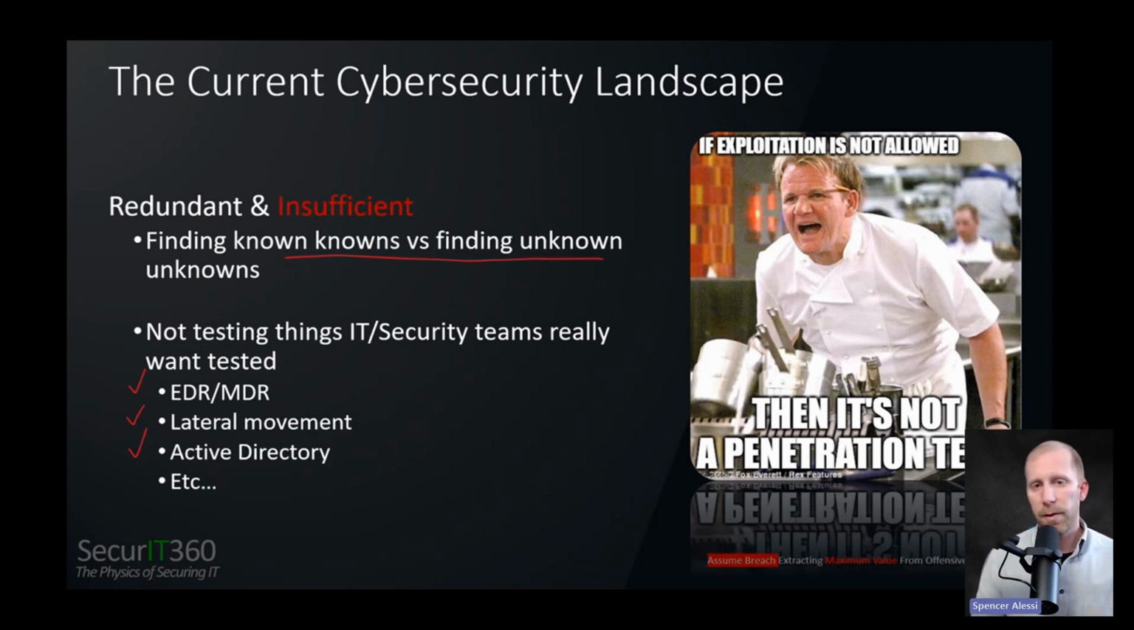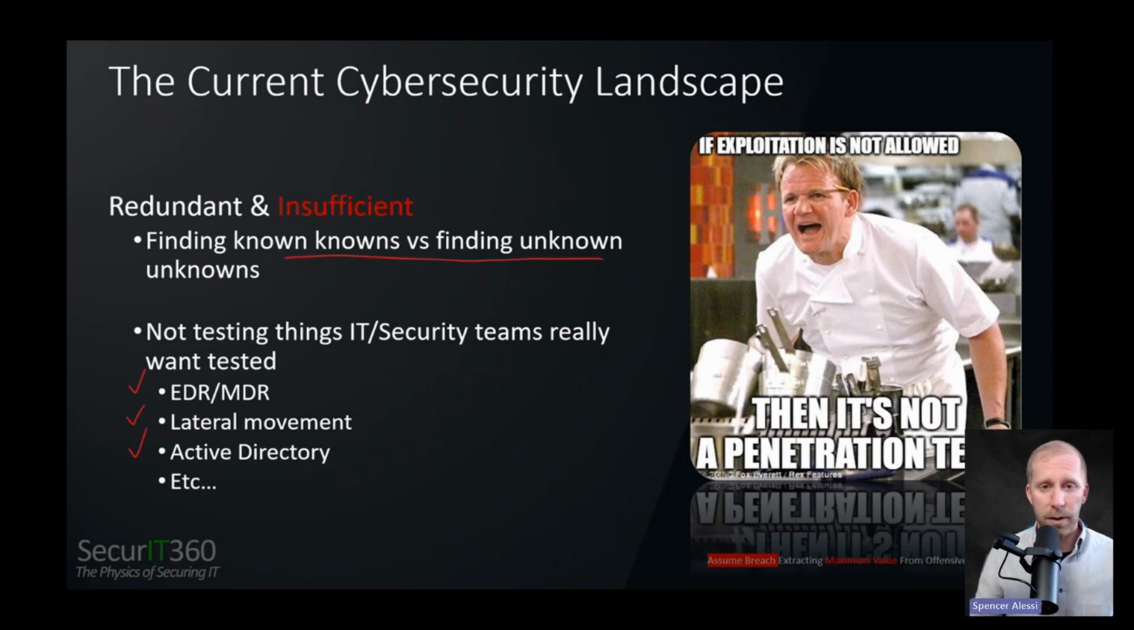knowns. We find vulnerabilities that we know exist in the environment because our scanners are looking for those things as well. And it's not really testing things that IT and security teams want tested, right? A lot of times, you might be thinking, is my EDR working? Is my antivirus working? Or is my MDR going to notify me of a threat in my environment? If an attacker gets on a machine and they're able to move laterally in the environment, or if they're enumerating all of the SMB shares in the environment, the file shares, is that something that I'm going to be able to detect and prevent and stop?